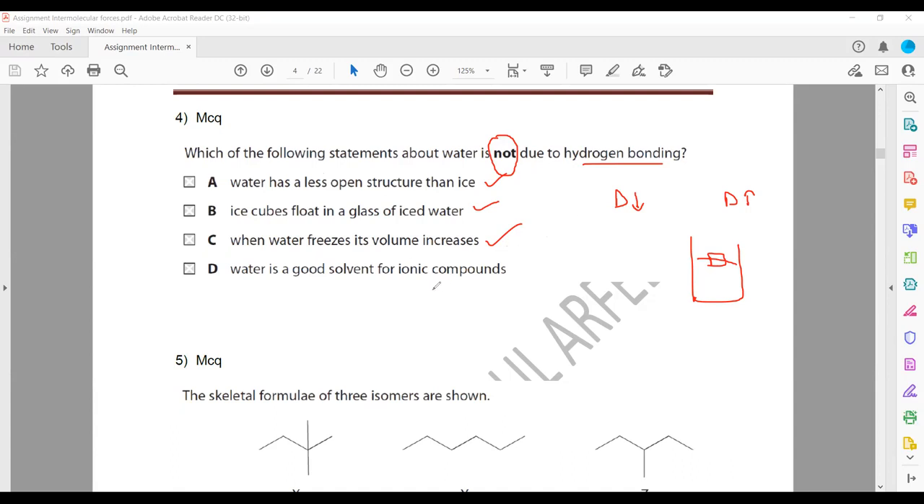Water is a good solvent for ionic compounds. That is due to polar bonds. Water has polar bonds, like the bond between hydrogen and oxygen is a polar one. That's why it is a good solvent to dissolve ionic compounds. So this property is due to the polar bond nature, not due to hydrogen bonding. That's why D is the right answer. Is the discussion clear?